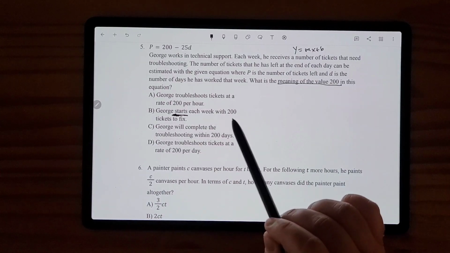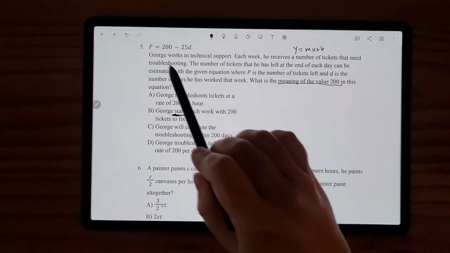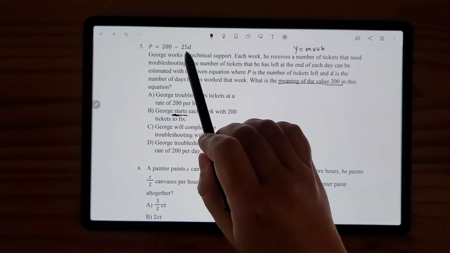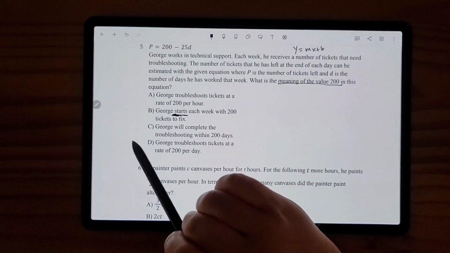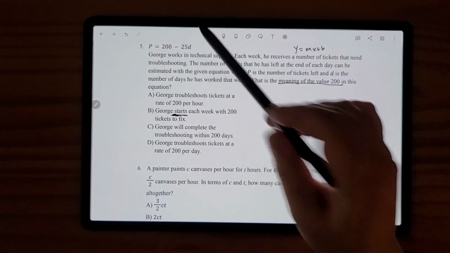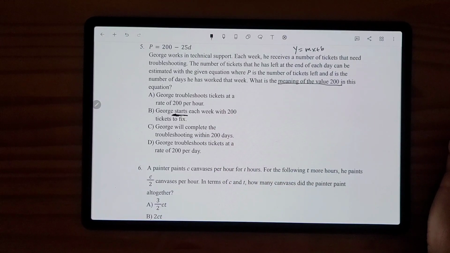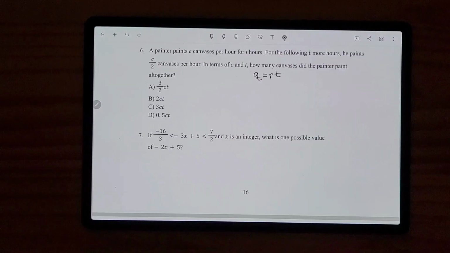So George starts each week with 200 tickets to fix. So he's working in technical support. It would make sense that he starts the week with 200 tickets and that he is going down by 25 tickets each, what is D representing? Each day that he works. So it is B.